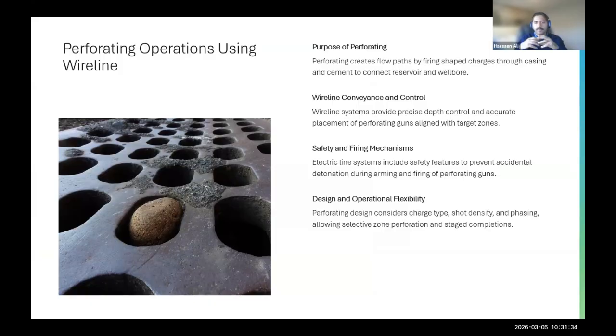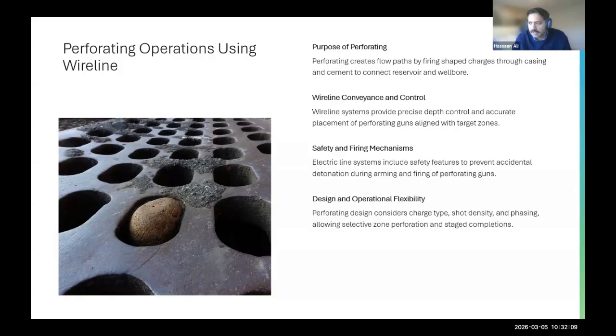Wireline systems provide precise depth control and accurate placement of these wireline perforating guns to align with the target zone. So you know your zone is at a particular depth, you will lower your wireline gun and you will fire these shaped charges so that you can connect your reservoir with the wellbore fluid. Perforating design considerations include type of charge, so the type of explosive that you are using, shot density, phasing, and allowing selective zone perforation and stage completion.